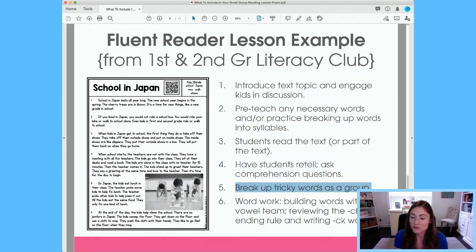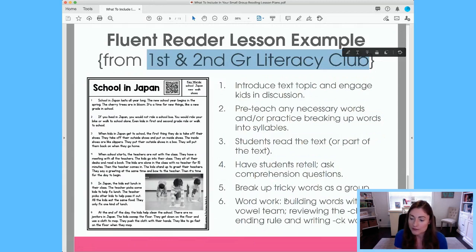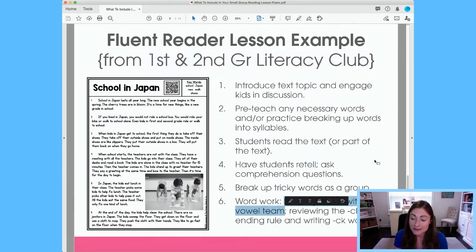And then these are just 2 word work examples that come directly from the actual full lesson plan. So in this lesson, you could choose between having the kids build words with the vowel team or reviewing the CK ending rule and writing CK words. So we're still doing word work, but more of the time is devoted to the kids actually reading the text.